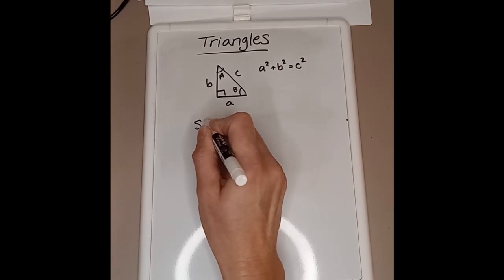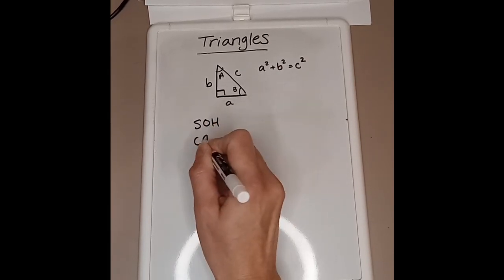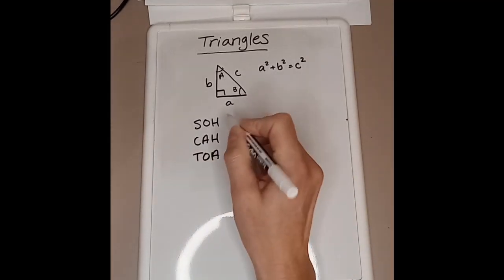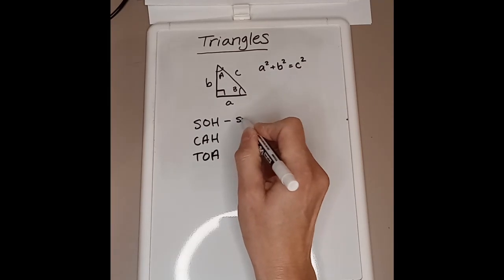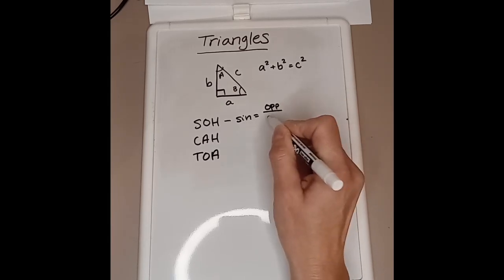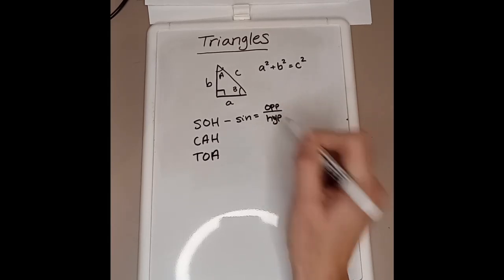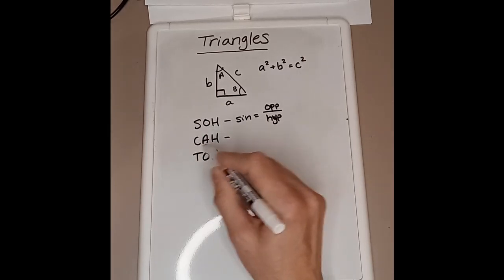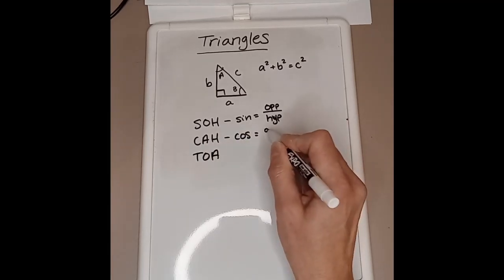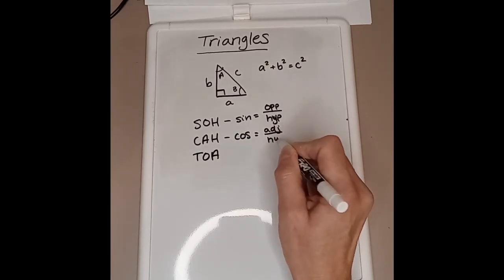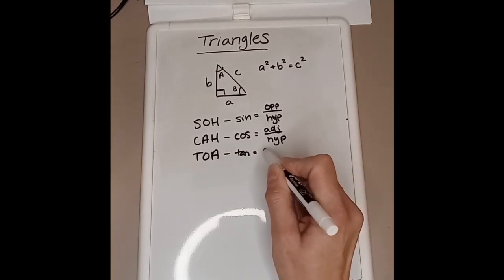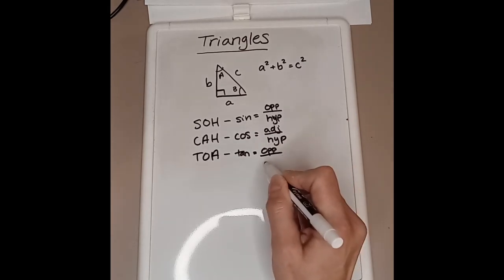So if you don't know, we have SOHCAHTOA. So this means that the sine is the opposite side of the angle over the hypotenuse. The CAH part is the cosine, which is equal to the adjacent side divided by the hypotenuse. And TOA is tangent, which is the opposite side of the angle divided by the adjacent side.